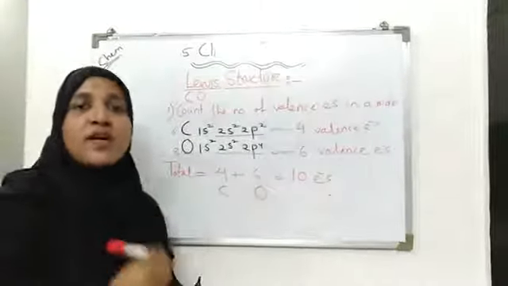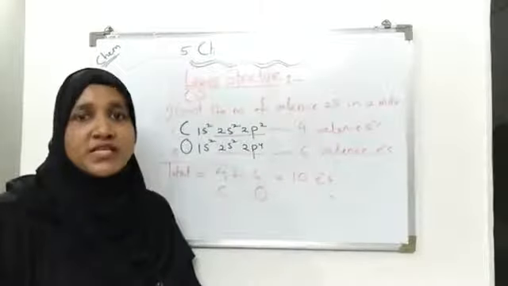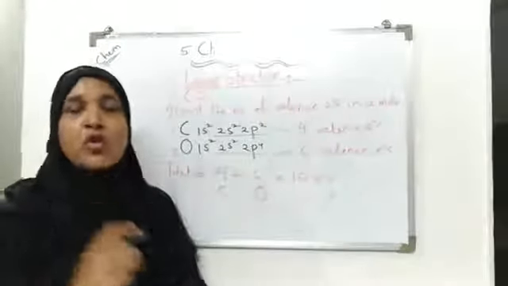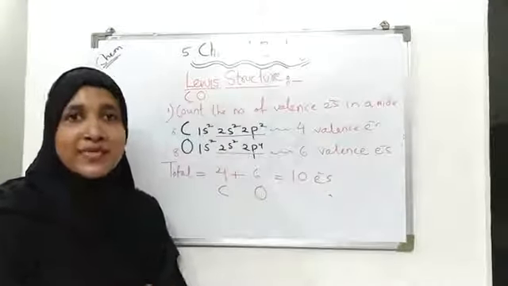So this was the first step of writing the molecular structure according to the Lewis method. Count the total number of valence electrons.